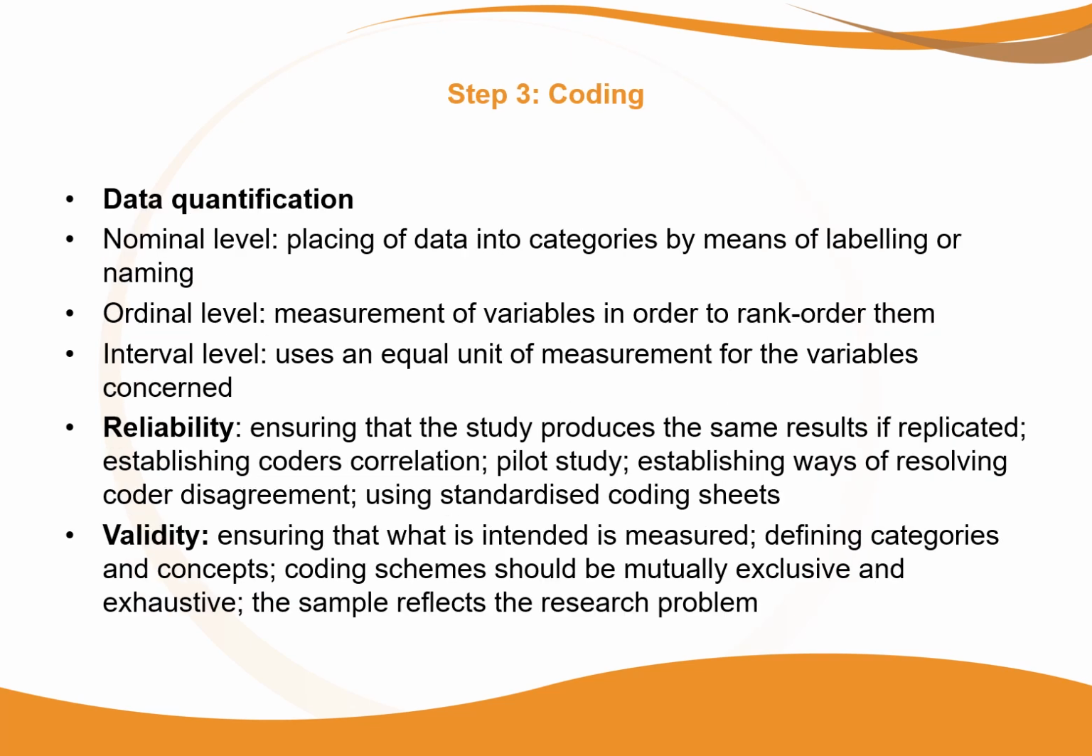Okay, still in the process of coding, we need to determine the way we're going to quantify our data. There are three ways of looking at it. The first one is nominal level, the second one is ordinal level, and the third one is interval level. For nominal level, it's just placing data into categories by means of labeling or naming the data.